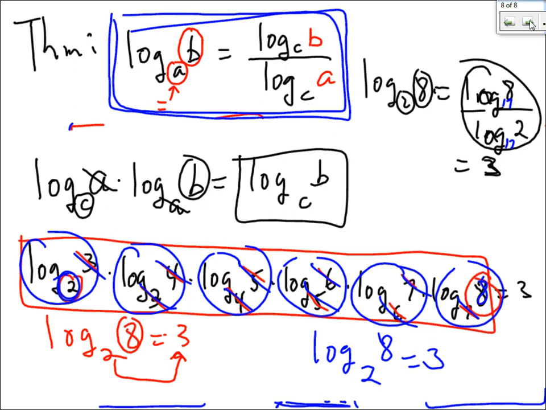Okay, that's going to complete this video on proof of the log formulas. We proved the log formulas using the definitions, and we proved the ln formulas by using integration.